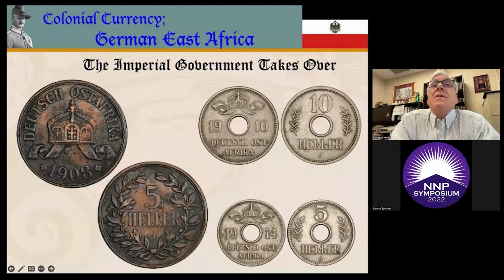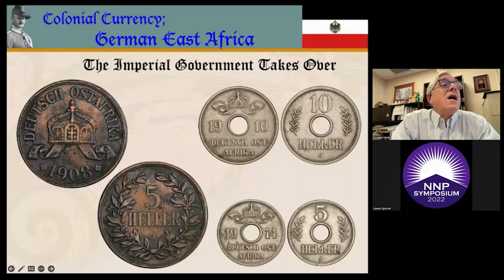In 1913, the bronze 5 Heller was replaced by a much smaller copper nickel type with a center hole. A similar 10 Heller copper nickel piece was struck from 1909 to 1914. So you get an idea of the different types of coins. The 10 Heller pieces were quite large, roughly dollar size, slightly smaller than a dollar, but bigger than a half dollar size.